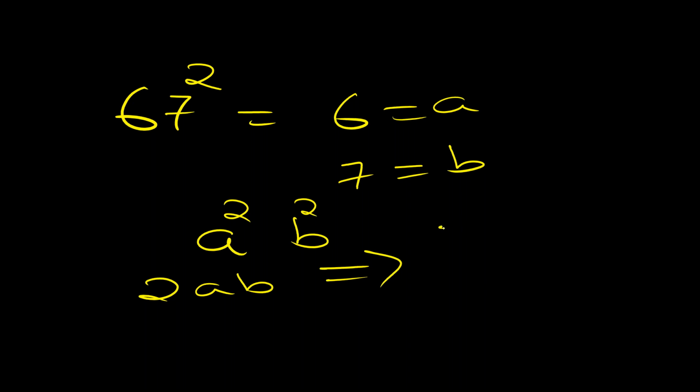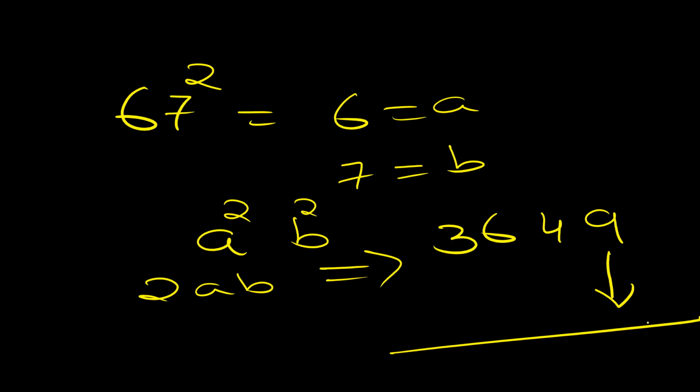So 6 square is 36. 7 square is 49. Normally when we are multiplying them, we give a gap for the last number, and then we add them. So 2AB is 2 into 6 into 7. First we can go for 6 into 7, which is 42. 42 into 2 is 84. So 84 over here.